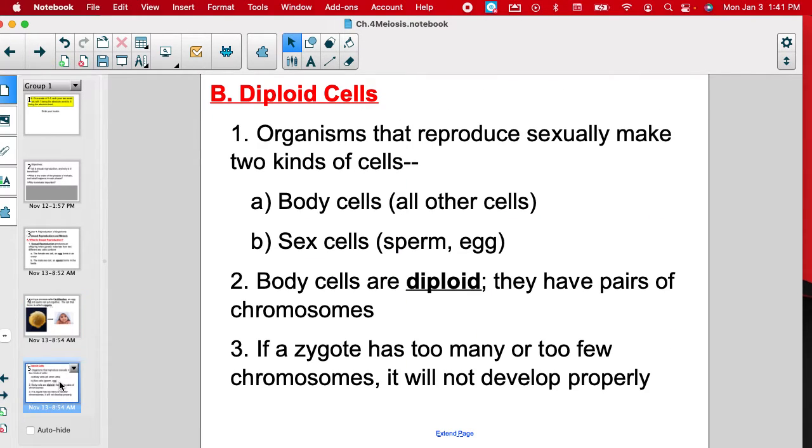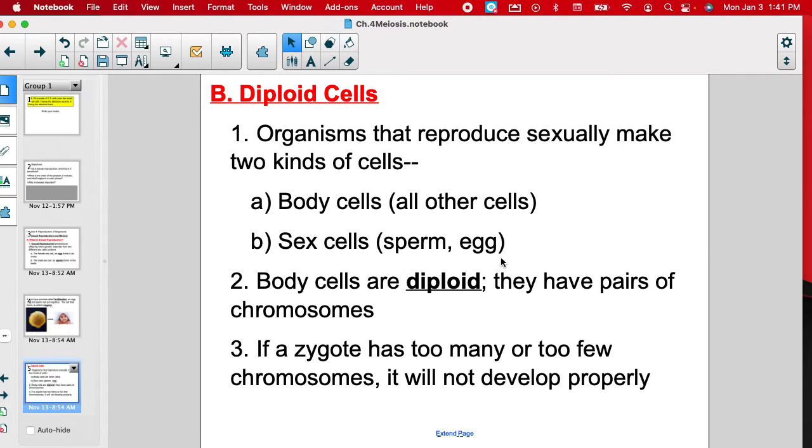And then we spent some time discussing the two types of cells inside of us, how we have body cells and sex cells. Body cells are diploid, which means they have the full set or the full correct number of chromosomes. So humans, we have 46 chromosomes. That means every type of body cell that's in you has 46 chromosomes. Now, sex cells have half the number of that. So half of 46 is 23. That means a sperm cell has 23 chromosomes and an egg cell has 23 chromosomes.